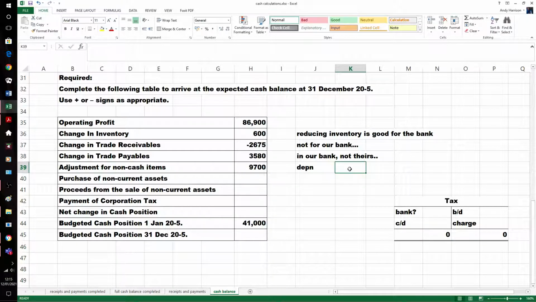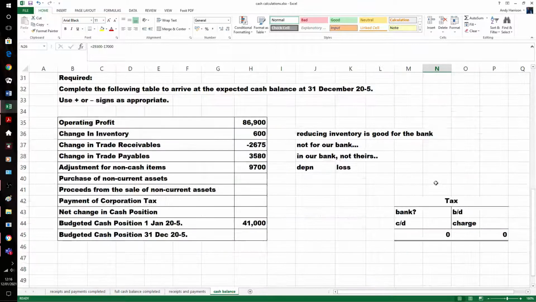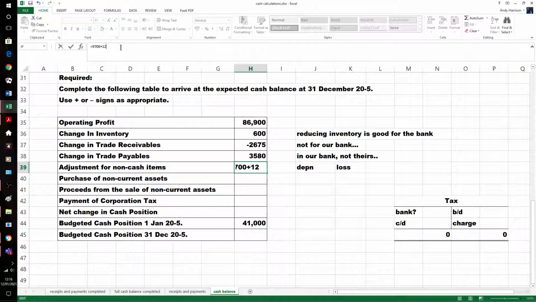But the other item is our loss, and we've got to do the calculation on it. Because of the information we've got, it isn't showing as a separate row. What have we sold? We got 17,000 and it was worth 29,300. So we've made a loss of 12,300. Now that's reducing our profits but not our bank account, because our bank account has been affected by the purchase and the proceeds. So this comes in as a positive.